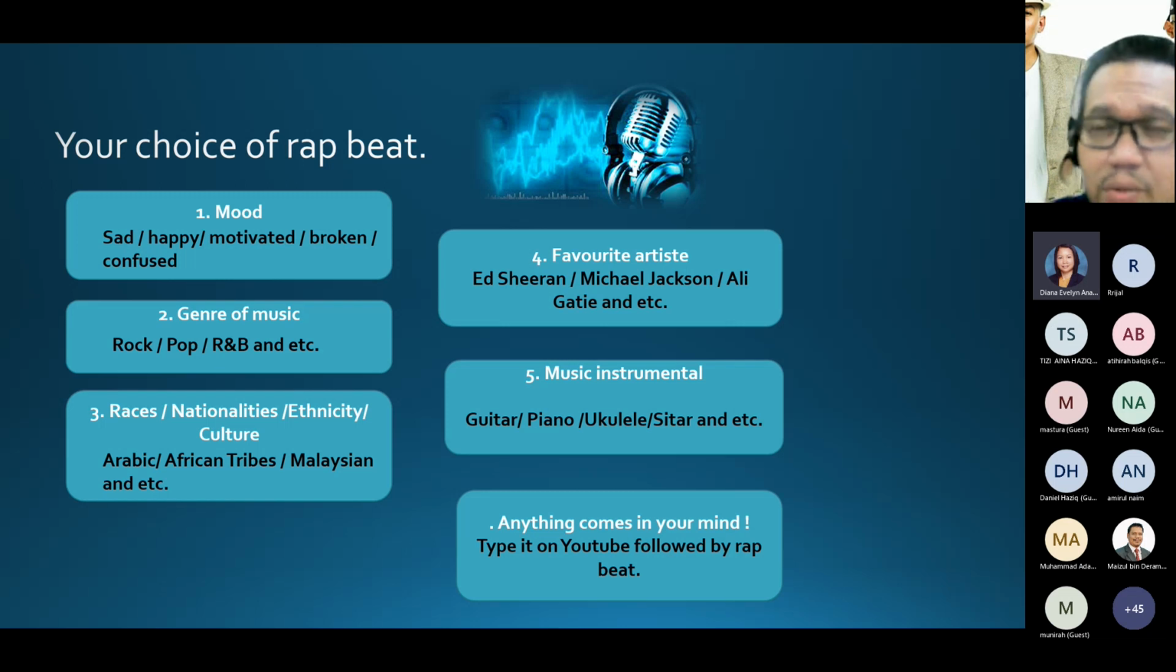So anything come in your mind, maybe something that you obsess on, you can actually type. Tak semestinya yang I cakap. Anything. Okay, that's why I said we have plenty of sources and the variety is very universal and you can choose anything yang kena dengan jiwa you. Yang penting dia adalah beat.